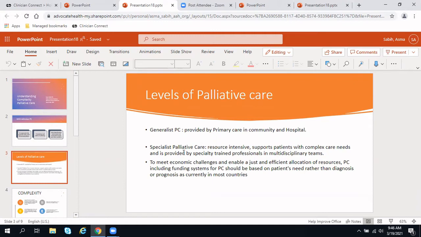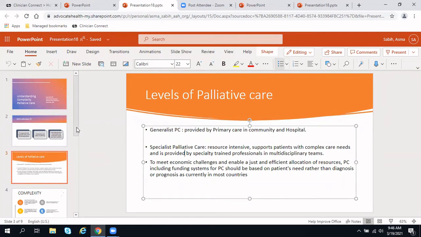Now, to meet economic challenges and enable a just and efficient allocation of resources, palliative care, including funding systems for palliative care, should be based on patients' needs rather than diagnoses or prognosis as currently in most countries. So this is just a line that I threw in there to help with background of palliative care needs for the patient.